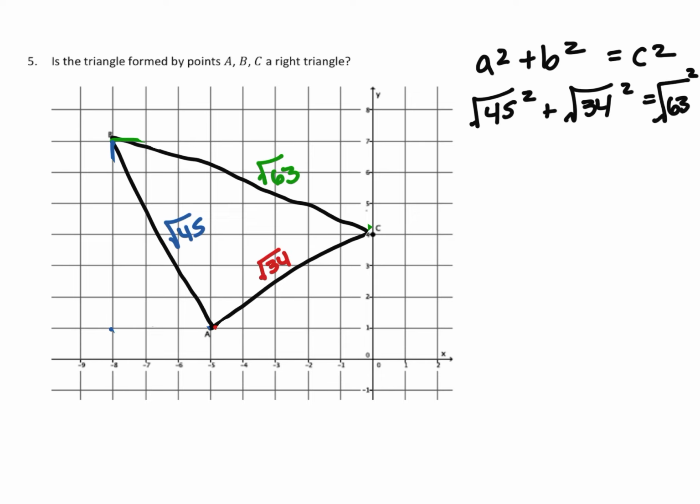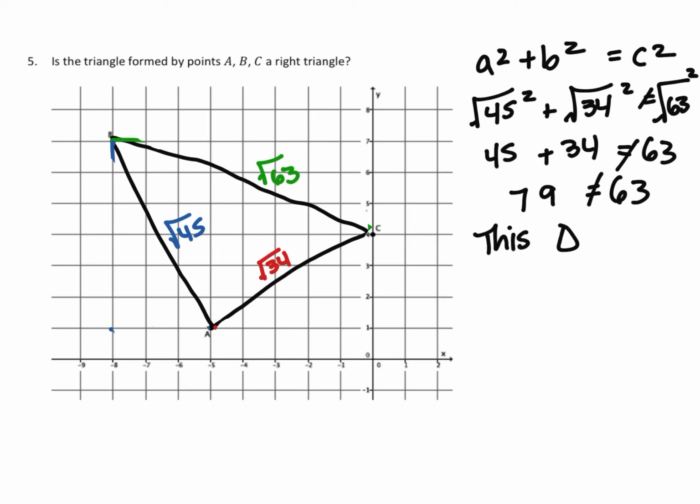Squares and square roots undo each other. It's like dividing by 5 and multiplying by 5. You get back to the number you started with. And when you add 45 and 34, you get 79. But 79 is not equal to 63, which means that this triangle, ABC, is not a right triangle.